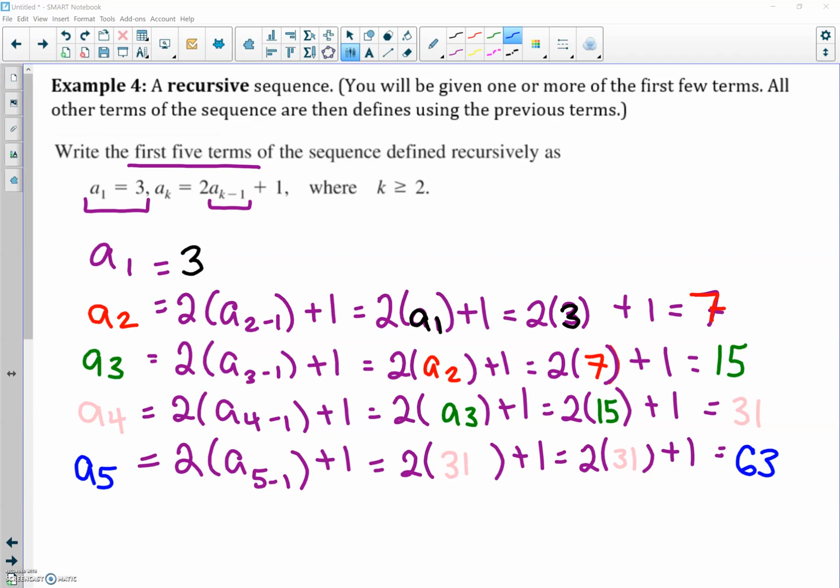Hit pause and notice how each one is related to the previous one. I tried to color code it here. So for example, this one, a sub 3, is 1 more than twice the previous number. So 2 times 7 plus 1. That is why the third term is 15.